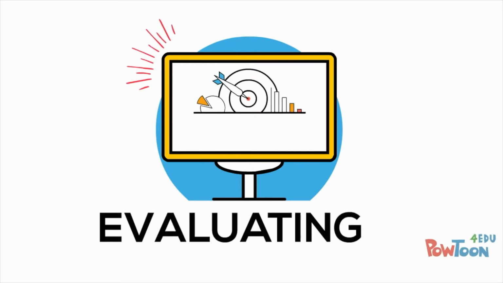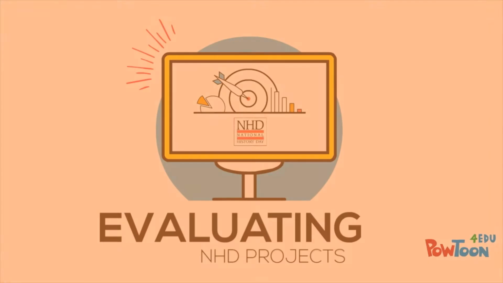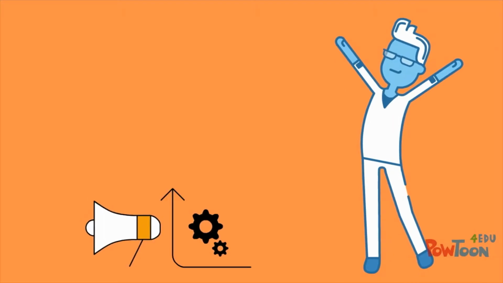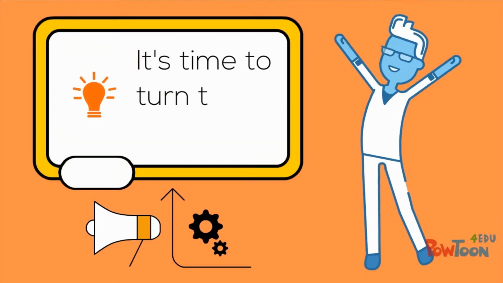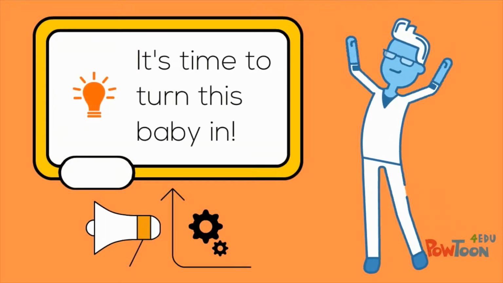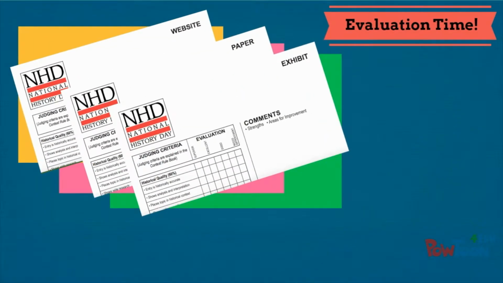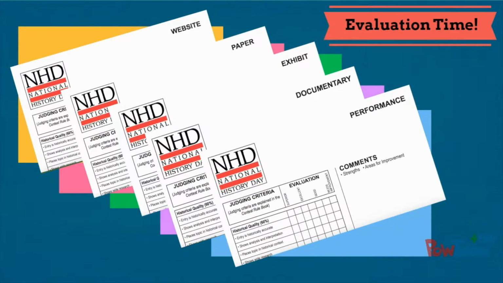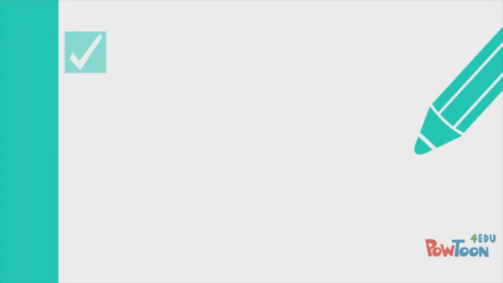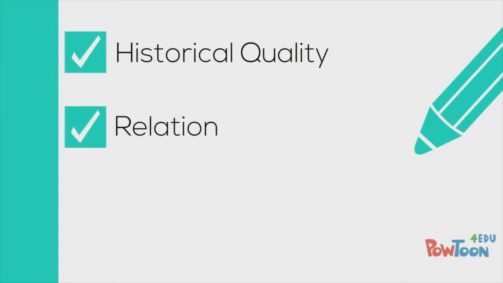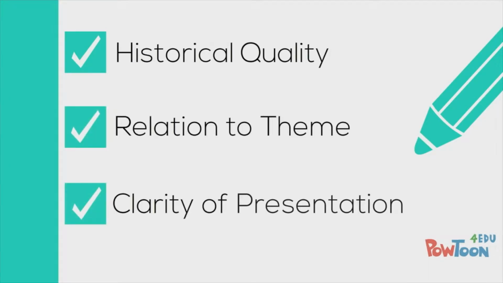This portion of the NHD PD module will provide suggestions on how to evaluate projects and incorporate scores into marking period grades. Once students have turned in their final projects, their work should be evaluated using the scoring rubrics provided by National History Day. Whether students created an exhibit, wrote a paper, designed a website, filmed a documentary, or acted out a performance, all projects are rated on their historical quality, relation to the annual theme, and clarity in presentation.